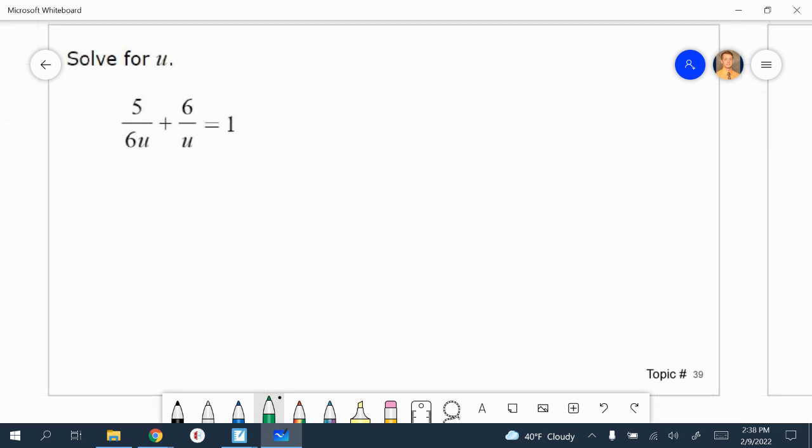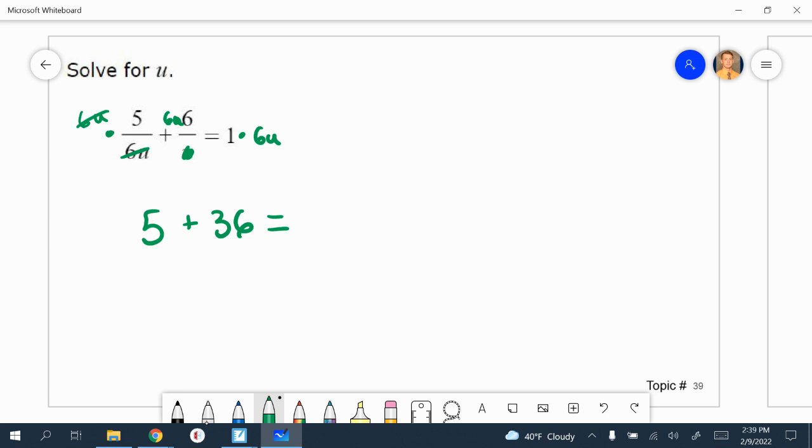Topic number 39. I'm going to multiply this one by 6u. So I'm going to multiply this fraction by 6u. I'm going to multiply this fraction by 6u. And then I'm going to multiply this number by 6u. Every term is getting multiplied by 6u. That keeps the equation balanced, and it's not changing the equation at all. So if I multiply this by 6u, obviously those cancel out. I'll just be left with a 5. These u's will cancel out. I'll be left with a 36. And then 6u is left there, and you guys can solve that to figure out what u equals.